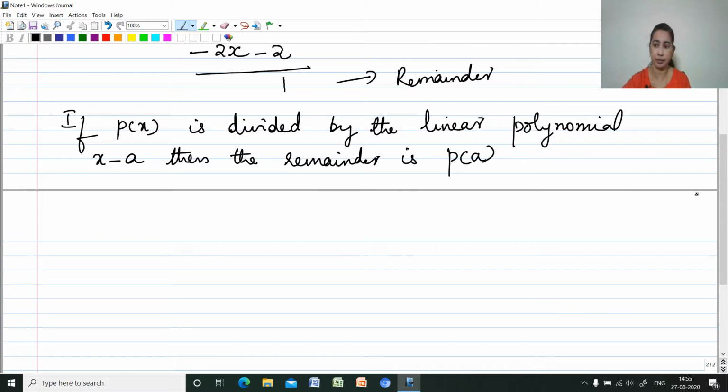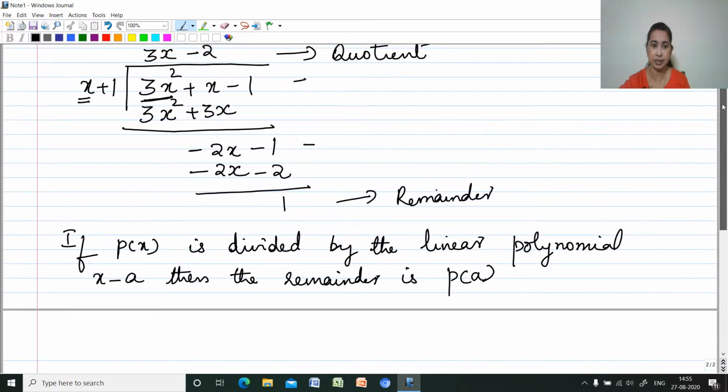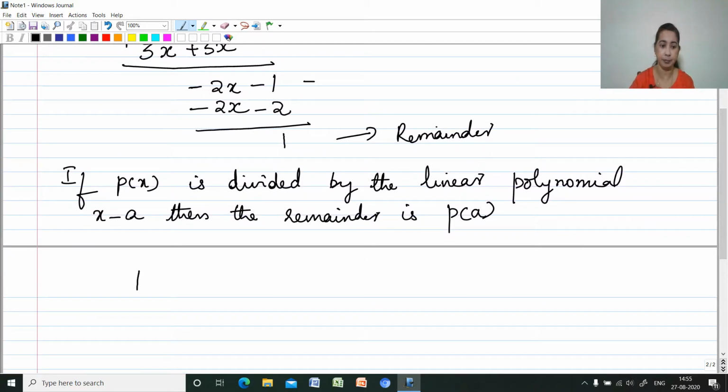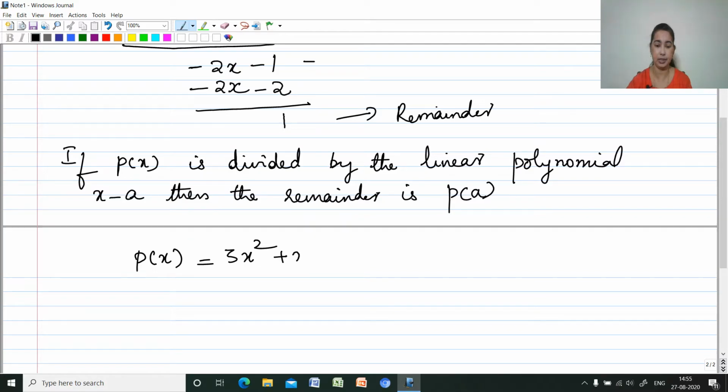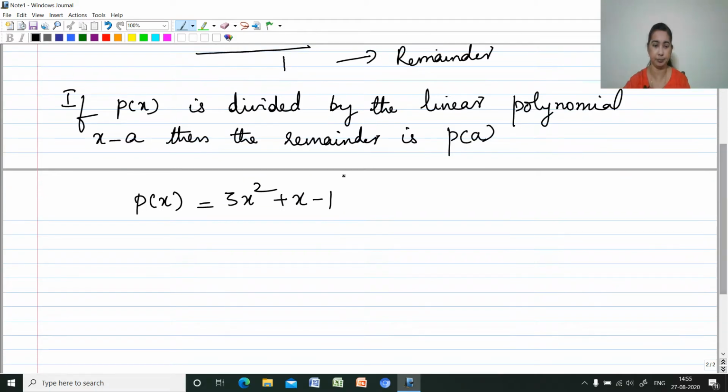According to our previous question, p of x is 3x square plus x minus 1. Now what is the linear polynomial there? It is x plus 1. In order to find the zero of this polynomial, that is, the solution of x plus 1, if I put x equal to minus 1, I can make this equal to 0. So x equal to minus 1.